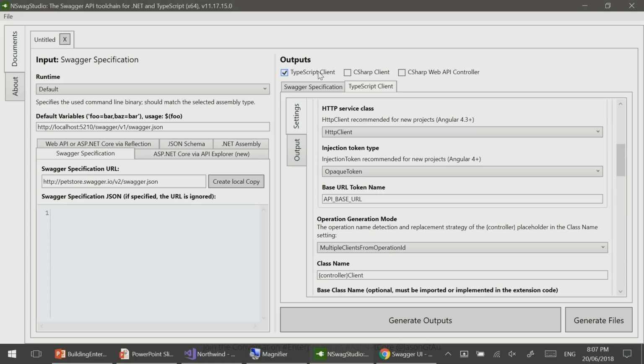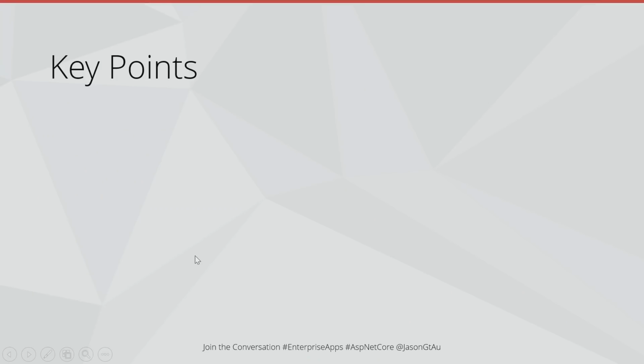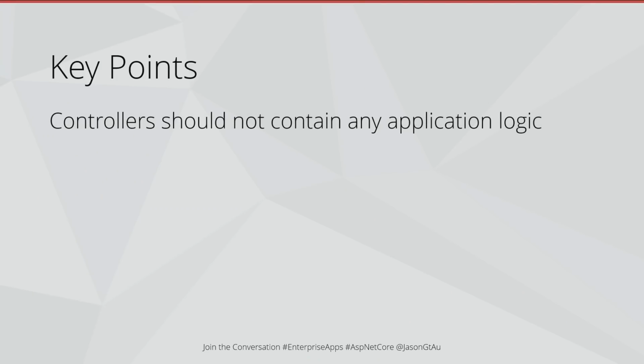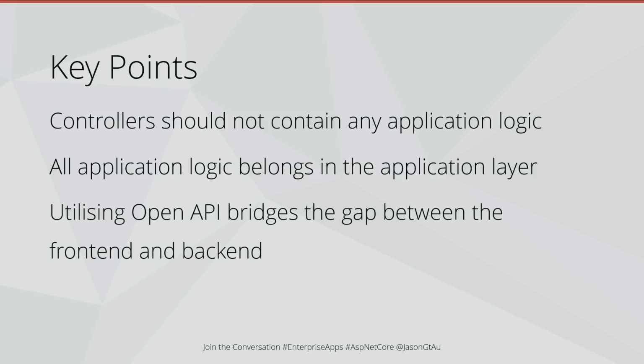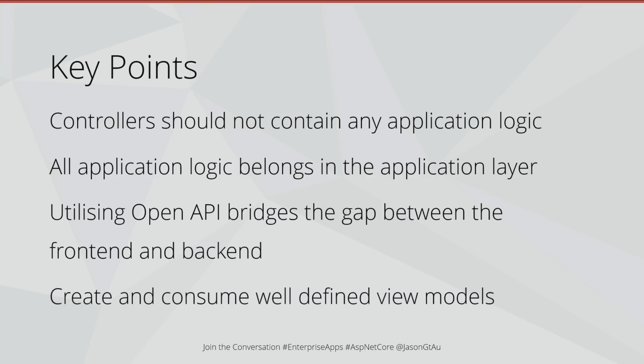And when you've configured it, it becomes as simple as typing nswag run or just integrating it into your build pipeline, and that code is automatically generated for you. So very simple, but really powerful. All right, so key points. Controllers should not contain any application logic. That belongs, of course, in the application layer. All application logic belongs in the application layer. Utilizing OpenAPI bridges the gap between the front end and the back end. And you should create and consume well-defined view models.